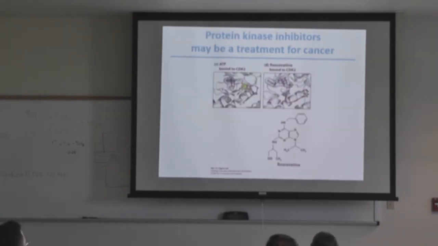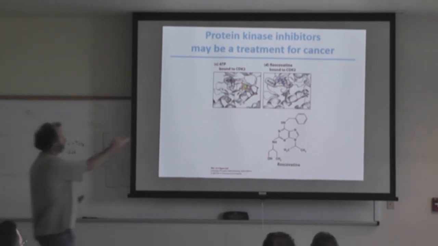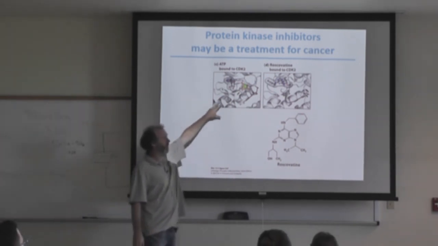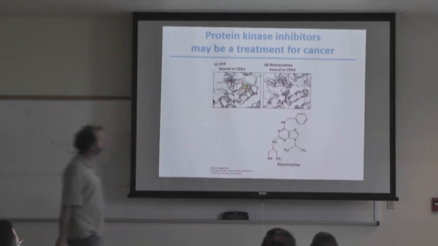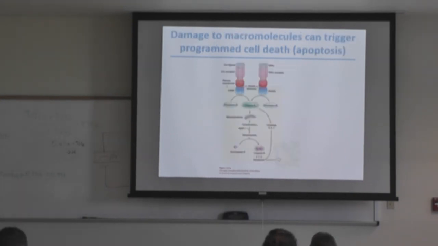And then protein kinase inhibitors are targeting cyclin-dependent kinases to block those phosphorylations, the regulation of the cell cycle, to try to keep it in a non-growth phase. And then we learned about damage to macromolecules can trigger programmed cell death or apoptosis.